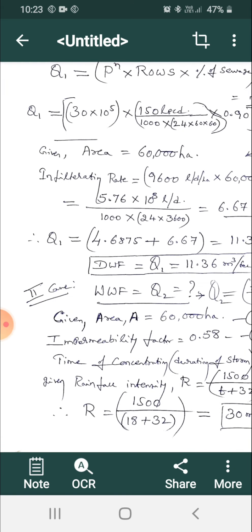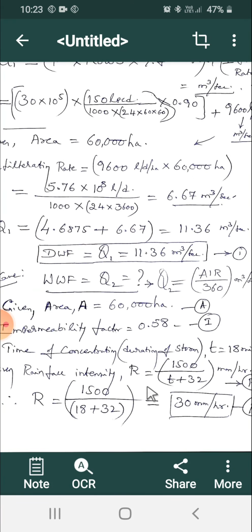Now, Q1 is equal to 11.36 meter cube per second. That is called DWF. Look, it is finished. For a 5-mark question, there is nothing extra. Even if one mark is less, you fail. Understand? One rupee is less than 100 rupees, it is 99 rupees, never be 100, remember it. And another fellow cannot give you the marks. No one will give you marks. If it is 34 marks, it means fail. Like that, try to understand my humble request.